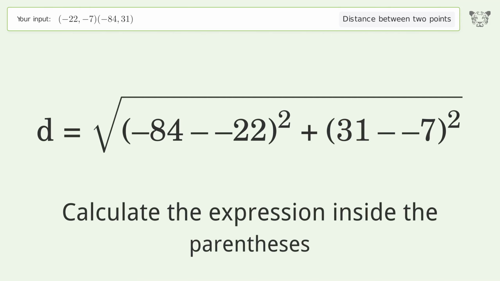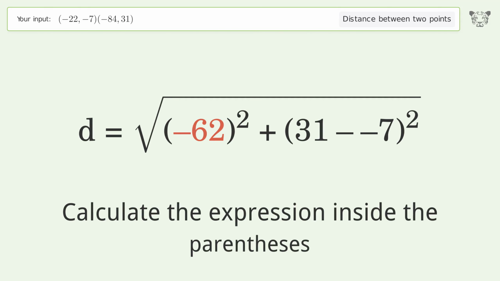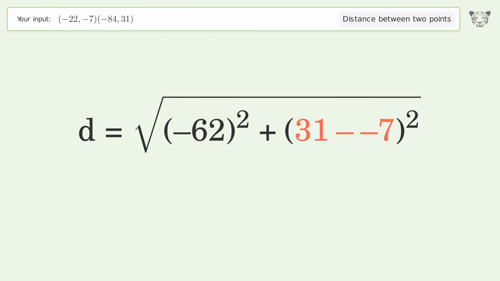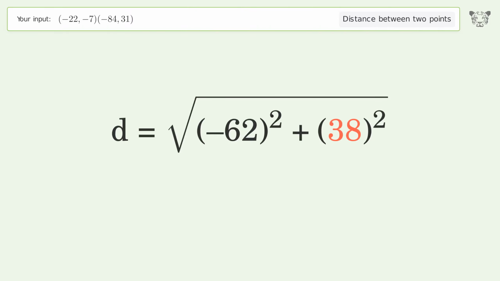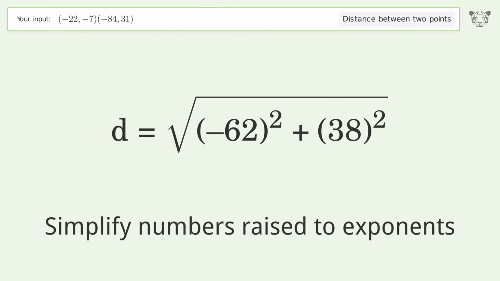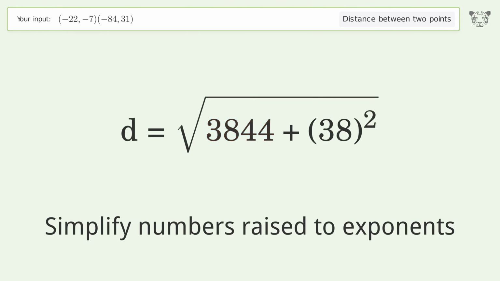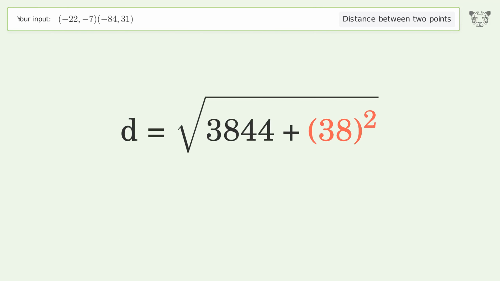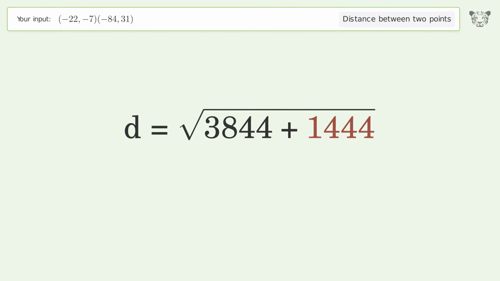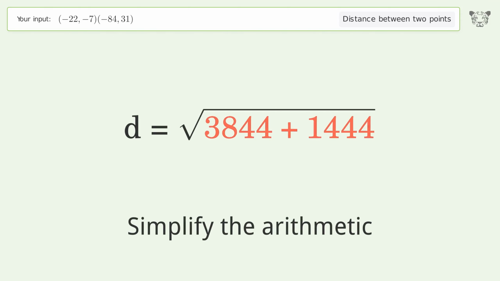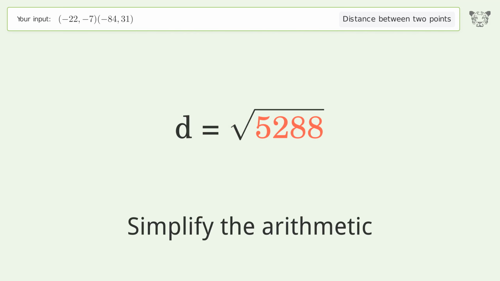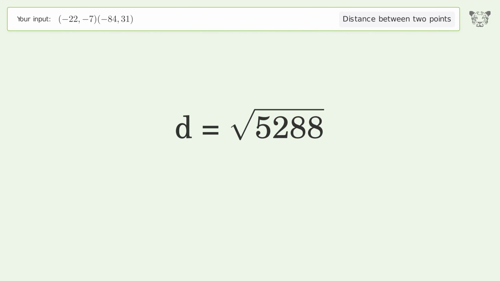Calculate the expression inside the parentheses. Simplify numbers raised to exponents. Simplify the arithmetic. And so the distance between the 2 points is the square root of 5,288, or 72.719.